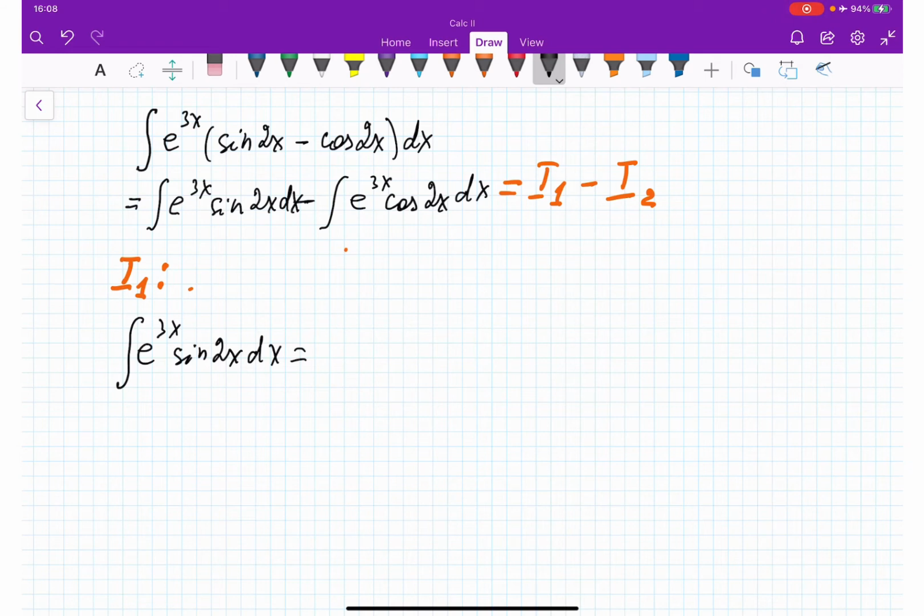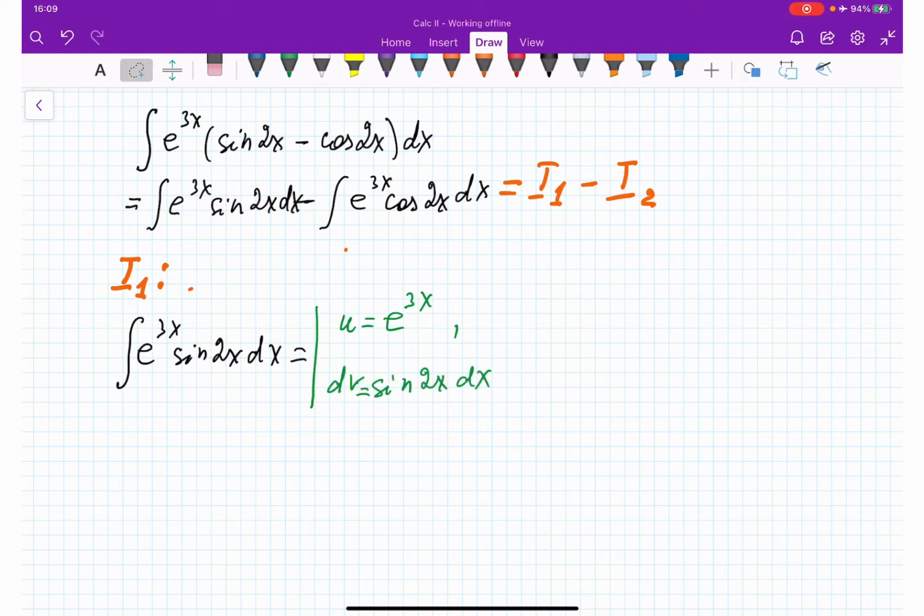I'm going to do substitution, right? So I'm substituting u with e to power 3x, and dv accordingly is going to be sine 2x dx. Okay, let me move this to the bottom. So this is what is given.